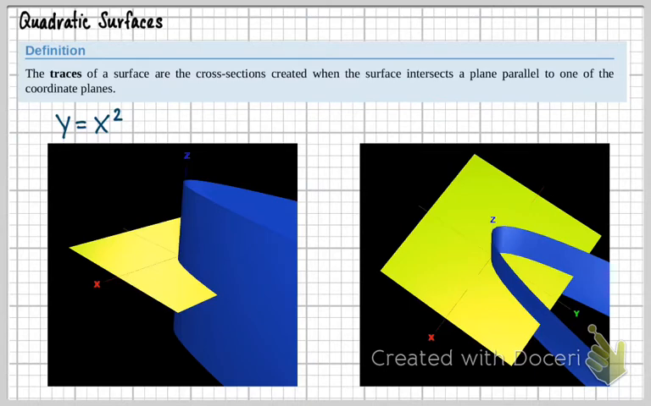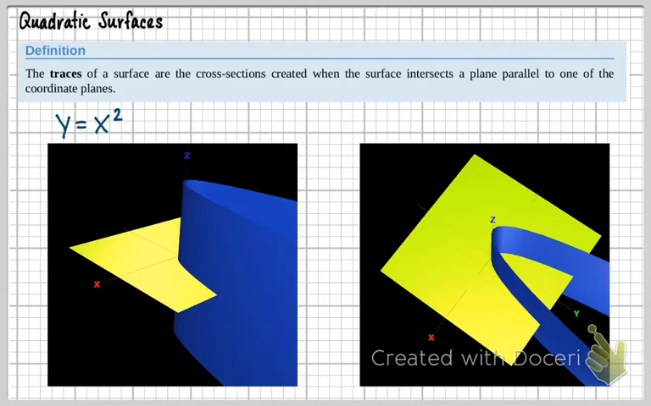So in essence, the planes that are creating these traces are going to be parallel to one of the three coordinate planes. Okay, so take a look at this first one here. We've got y equals x squared right here, and that's just the graph. We've seen this one in the last video.